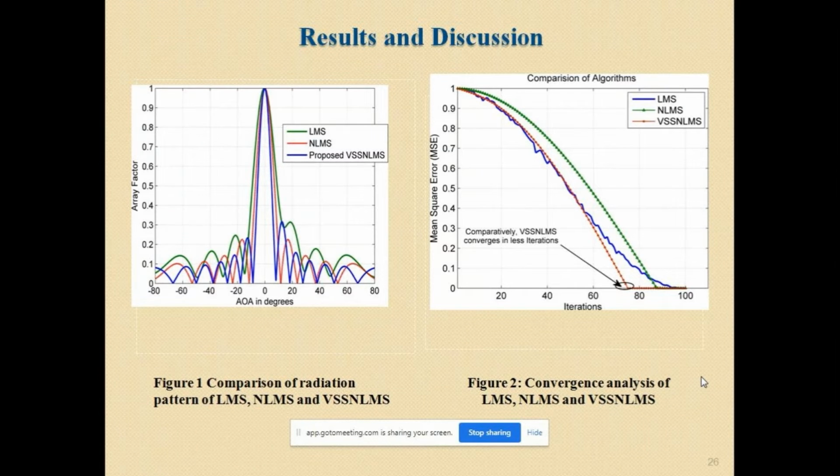We can understand how iterations are brought down from 100 to 18 in figure 2. And in figure 1, the radiation pattern is highly directive, pointing towards the user direction. If you assume the user direction is at 0 degrees, it is pointing towards 0 degrees very effectively. The number of iterations falls very quickly, and in fewer iterations the algorithm is producing the required beam.